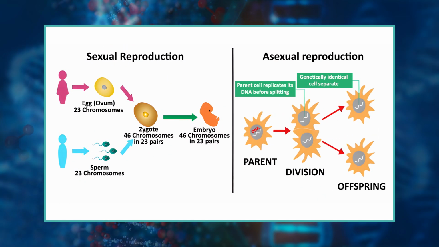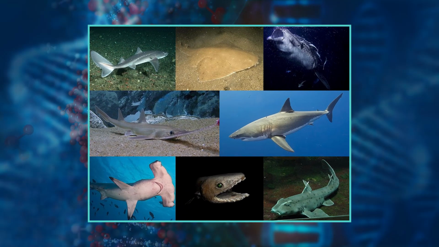Some organisms can reproduce either sexually or asexually depending on the conditions of their life history, that is, the phases. In some cases, more advanced organisms such as sharks have shown the ability to reproduce asexually through a process called parthenogenesis.